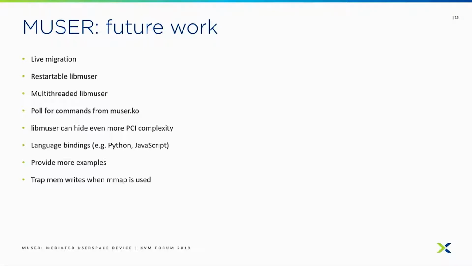And finally, we would also like to be able to trap memory writes when the device supports memory map. This is important when polling is used because we could temporarily suspend polling in periods of inactivity to save CPU cycles. And now we're going to see an actual device implementation.